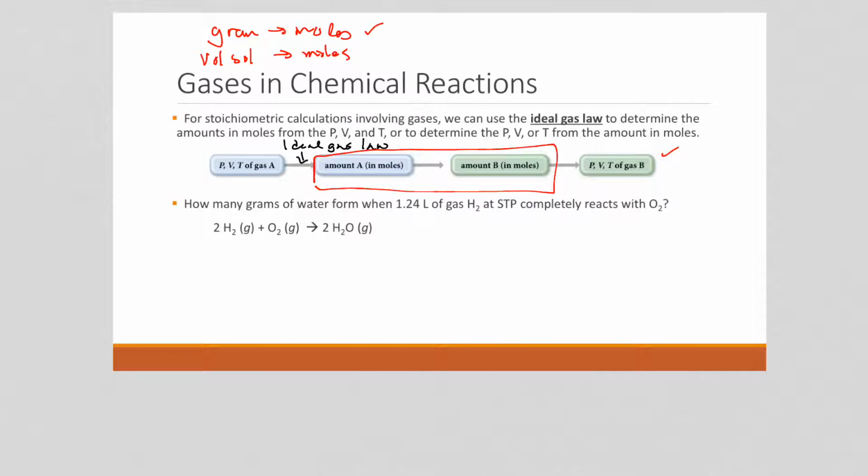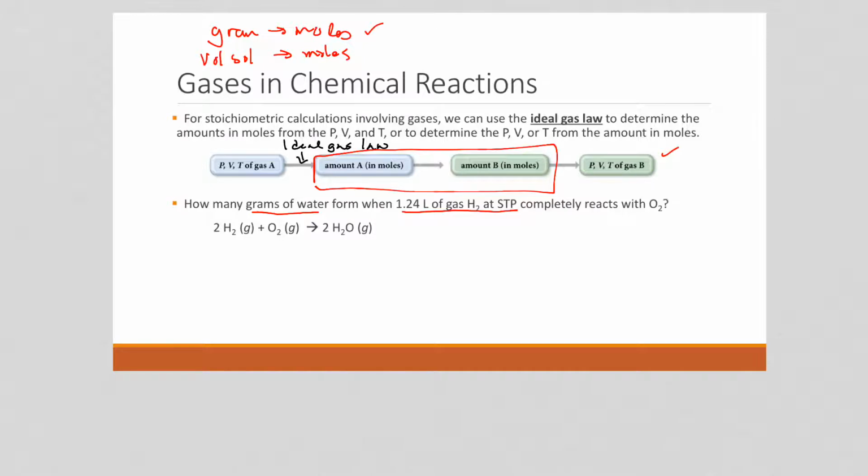So let's look at a couple example problems. The first one is, how many grams of water form when 1.24 liters of gas, H2, at STP completely react with O2? So we have information about hydrogen, right? We are told that 1.24 liters of hydrogen gas at STP completely react with oxygen. And we want to know grams of water ultimately.